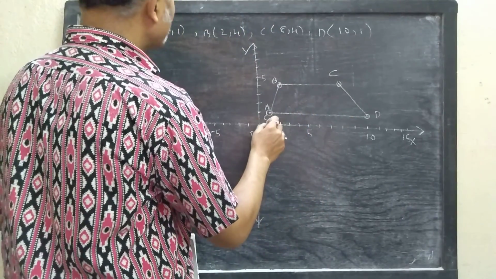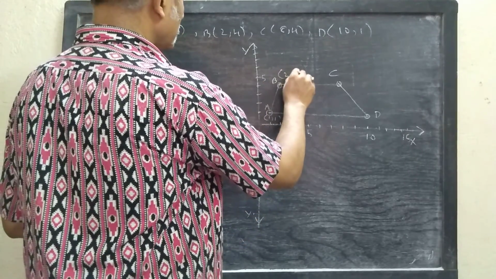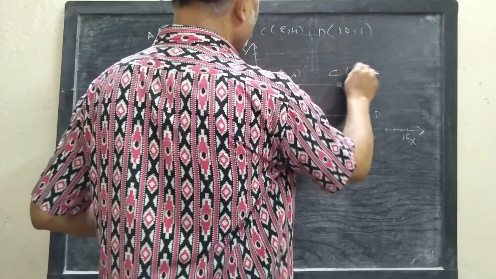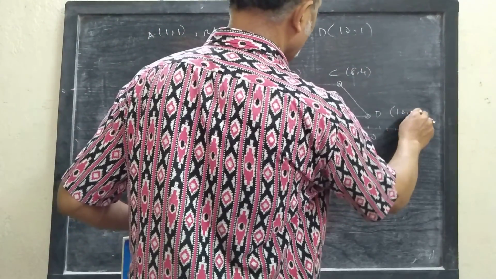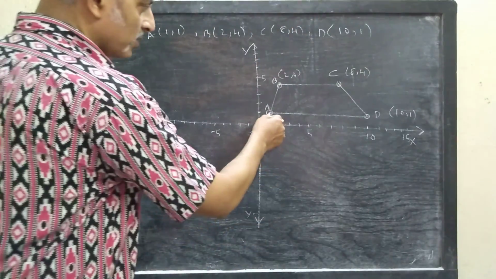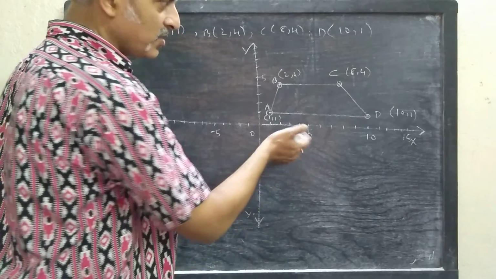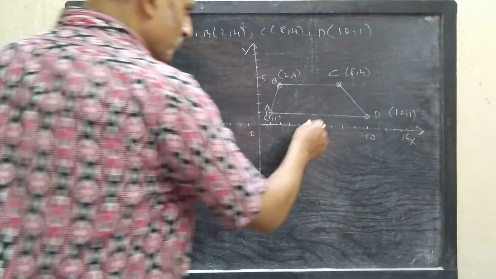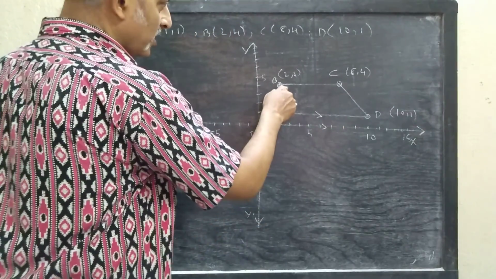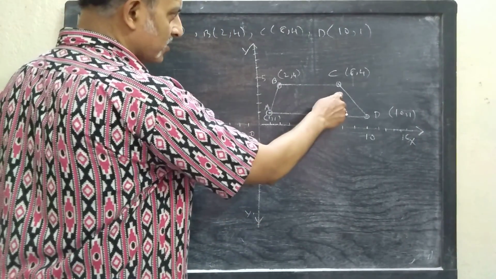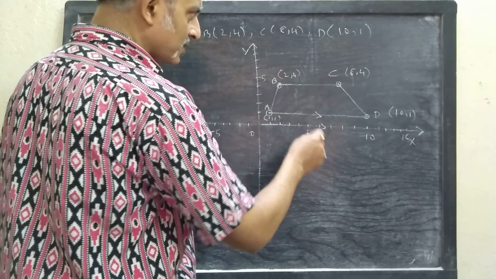Point A has coordinate 1, 1. B has coordinate 2, 4, C has coordinates 8, 4 and D has 10, 1. Look, for the points A and D, they both have ordinate 1. So their distance from x-axis is fixed. So AD is parallel to x-axis. Similarly, ordinate of the point B is 4 as well as ordinate of the point C is also 4. So BC is parallel to x-axis.